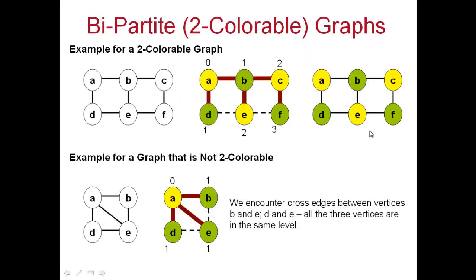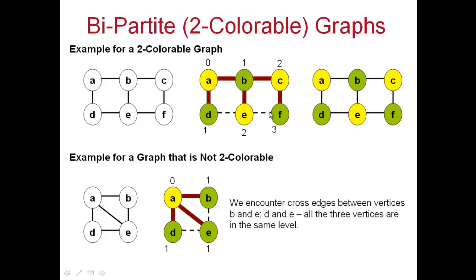And we don't have that here. There are no cross edges between vertices at the same level. There are cross edges, but they are between vertices at different levels. That is okay. There should not be even one cross edge between vertices at the same level. If there's at least one such cross edge between vertices at the same level, the whole graph is said to be not two colorable, or it is not bipartite. But in this case we don't have that. So that means this graph is bipartite, that is, it is two colorable.